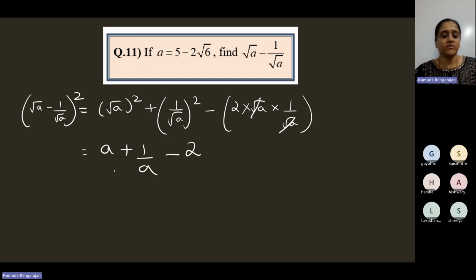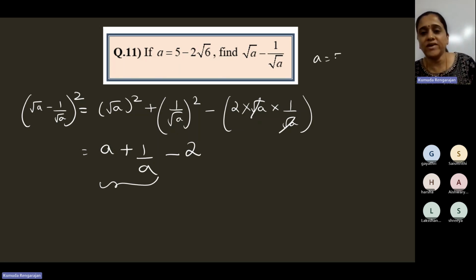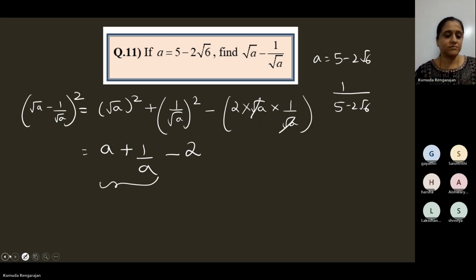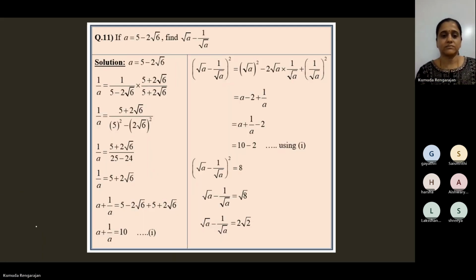So what we'll do, we'll find the value of a plus 1 by a. Here a is 5 minus 2 root 6. 1 by a will be 1 by 5 minus 2 root 6. The denominator is irrational, so we rationalize the denominator. Then find out a plus 1 by a.